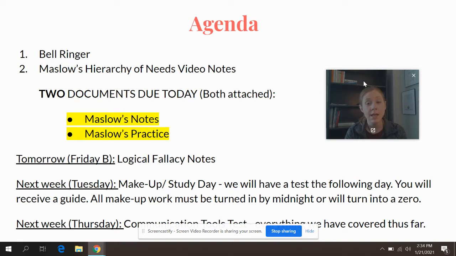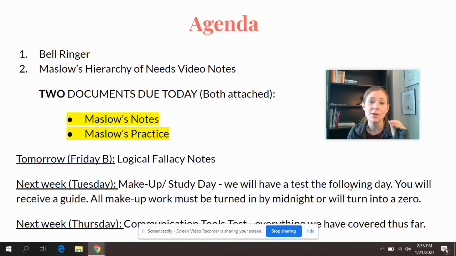So tomorrow we're going to cover logical fallacy notes. And then on Tuesday of next week, we're going to have a makeup study day. I'm going to give you a study guide because on Thursday, you're going to have a communication tools test, which is essentially everything that we've covered so far: public speaking, nonverbal communication, the communication model, Johari's window, Maslow's hierarchy of needs, and logical fallacies, which is happening tomorrow. There's a lot, and we want to make sure that you understand what all those things are and the different facets of them. So next Tuesday is a study hall day. I'm going to give you a guide to make sure you understand all of those.